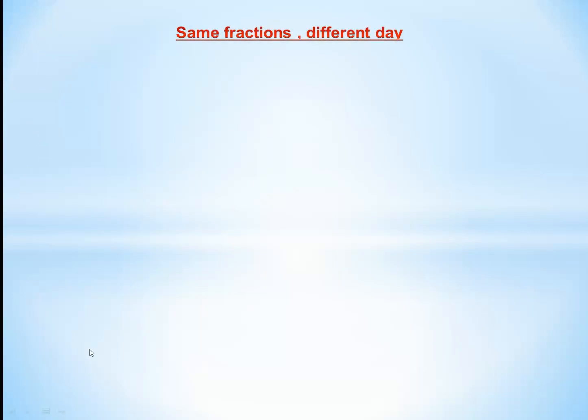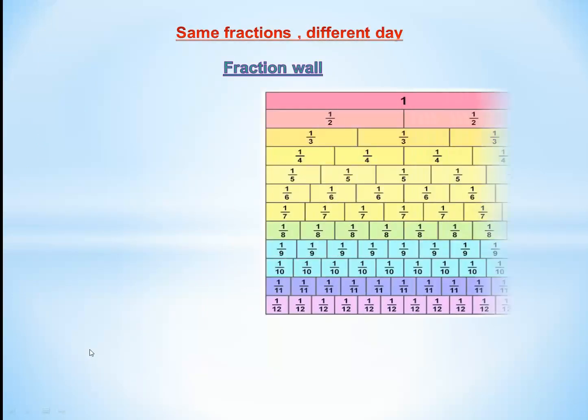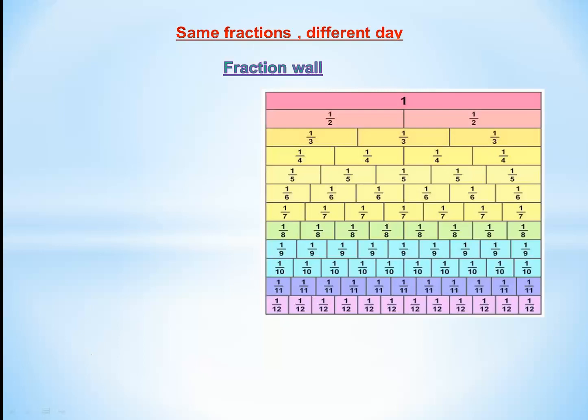Same fractions, different names. Here we have something we call the fraction wall. On the fraction wall, 1 whole equals 2 halves equals 3/3 equals 4/4 equals 5/5 equals 6/6, and so on. Let's use a fraction wall to complete: half equals what over what equals what over what? Let's see, half.